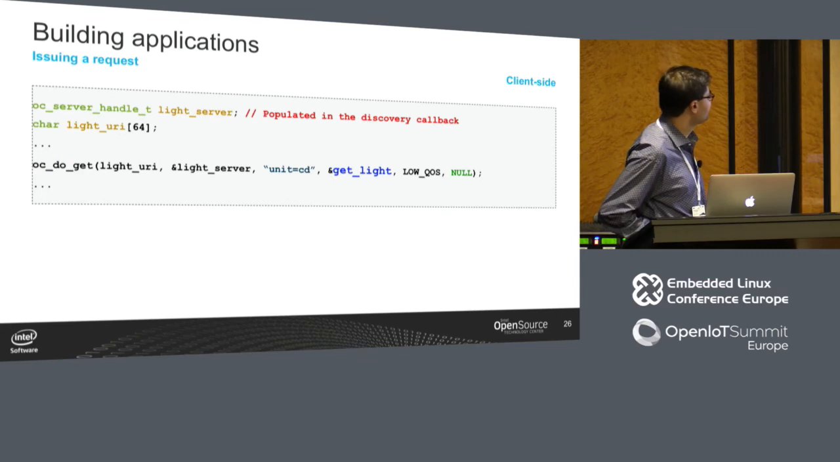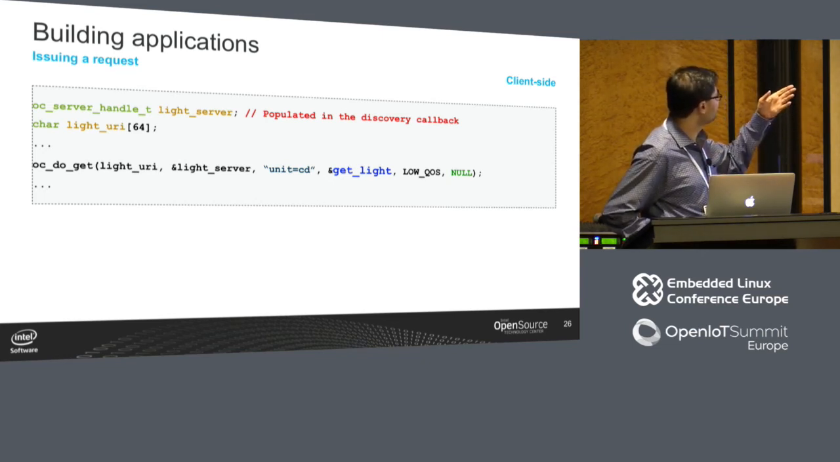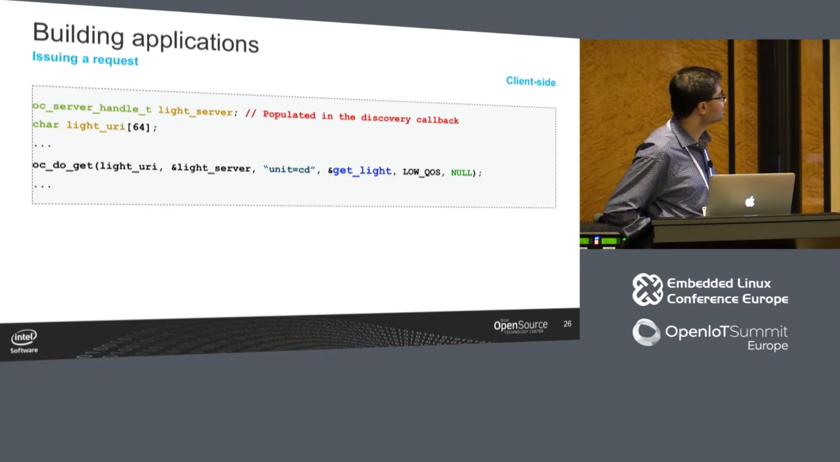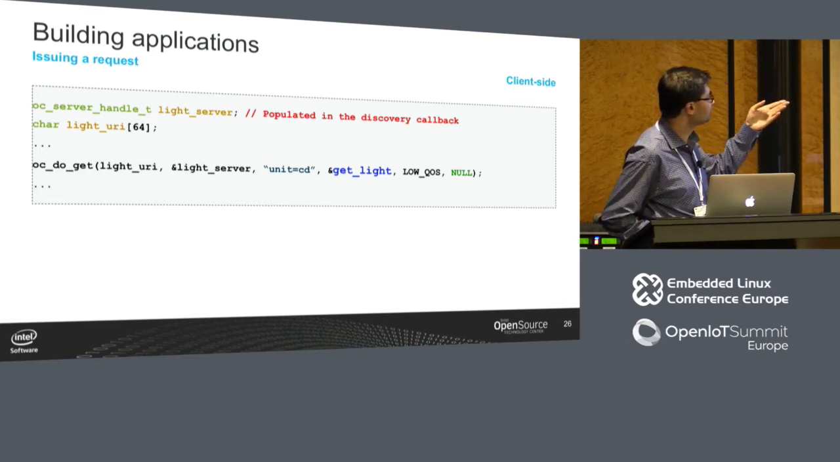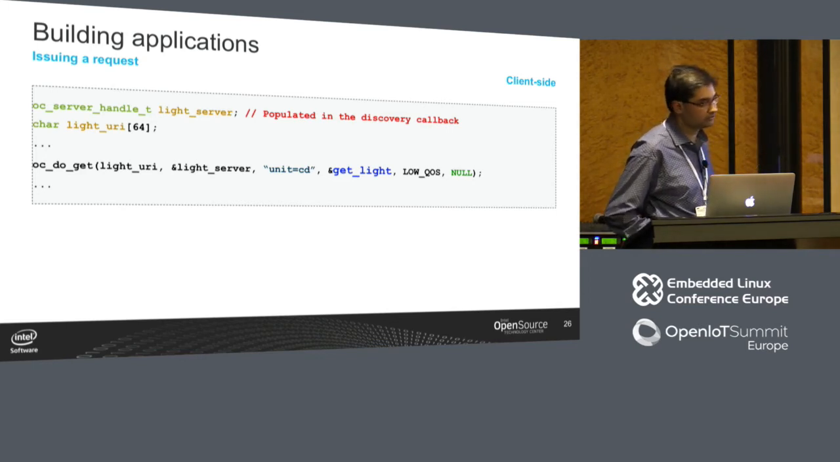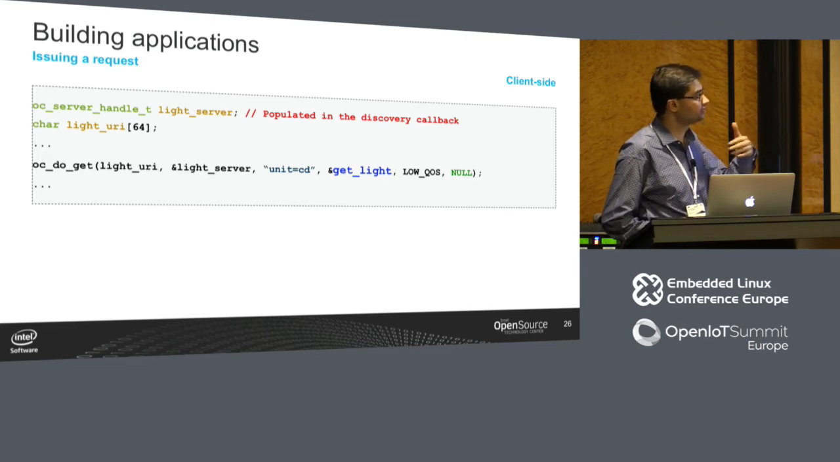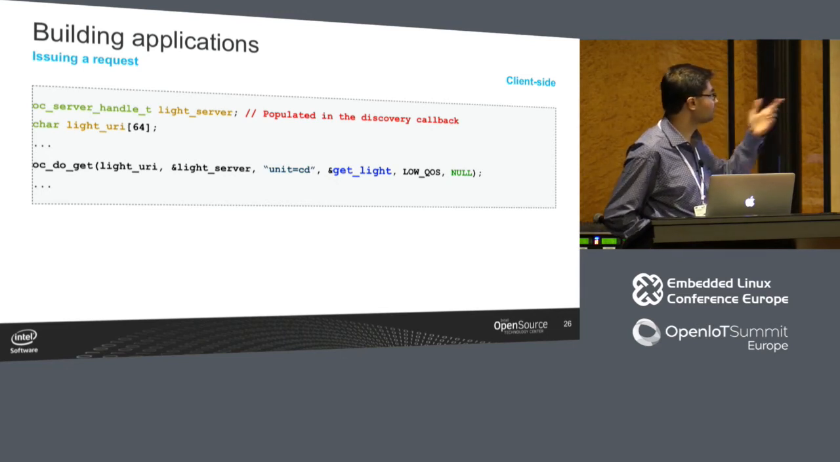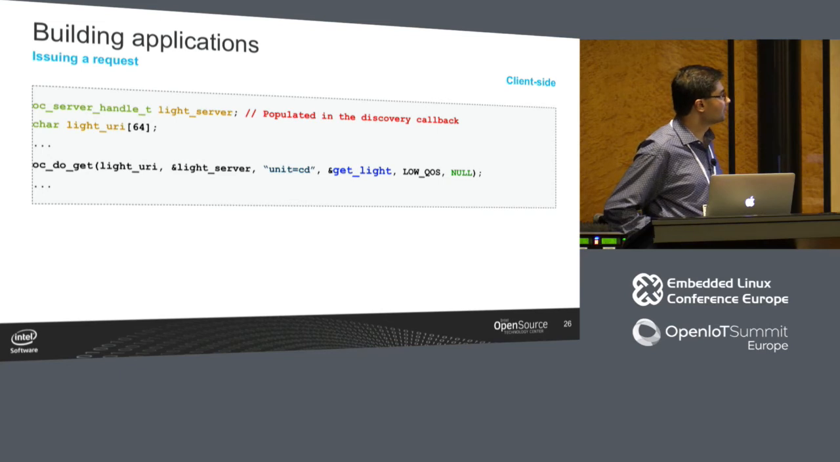So here's an example of a client application issuing a GET request to the resource that we just discovered. The server handle and URI would have already been populated in the discovery callback. And so you issue an OC do get request using the OC do get API to the URI and server. And you also pass in a query selecting the units that you'd like the resource representation to contain. And you also pass in a response handler for this request named getLight.